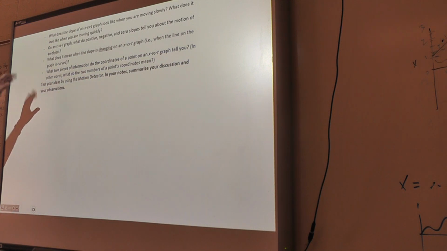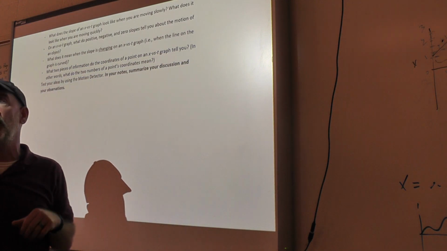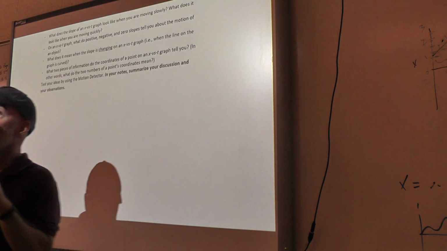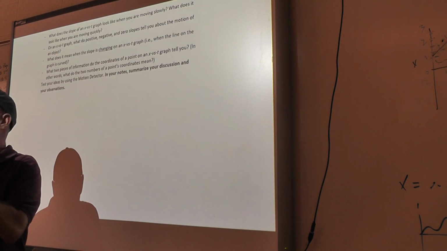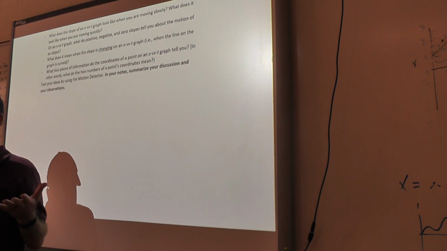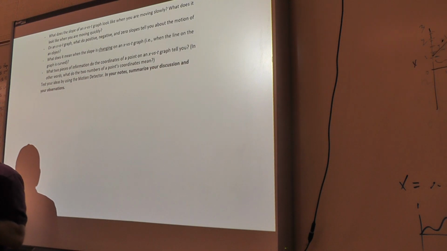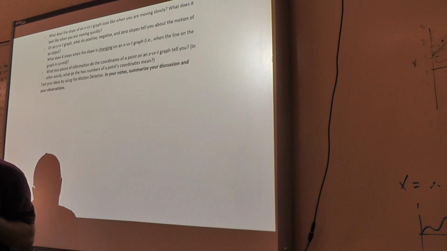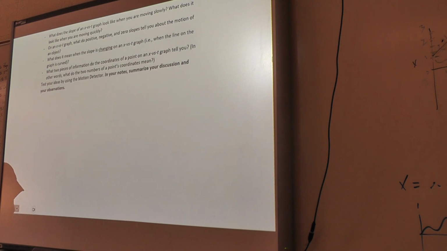So what I want to start with is this idea of interpreting motion graphs. And we've really only looked at two. There's a third one that we'll get to know a little bit starting next week, which is an acceleration versus time graph. But the ones that you were playing around with the motion sensors were position and velocity versus time graph. So let's start with a position versus time graph.